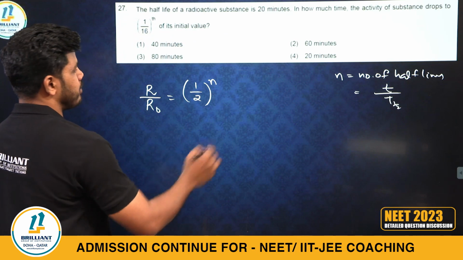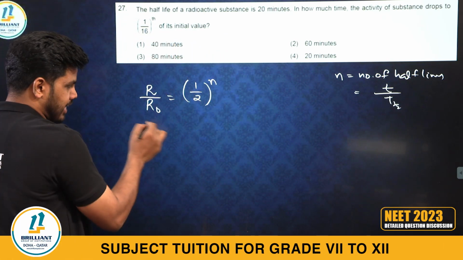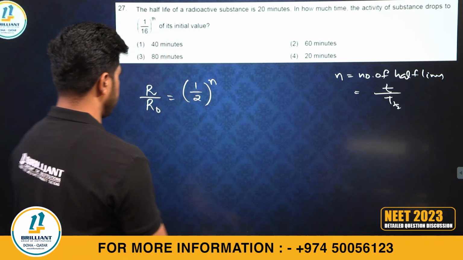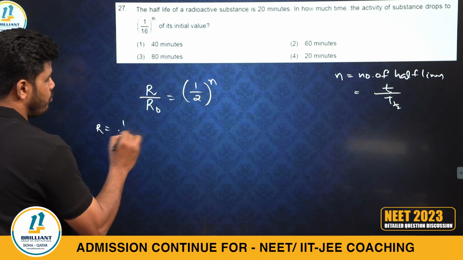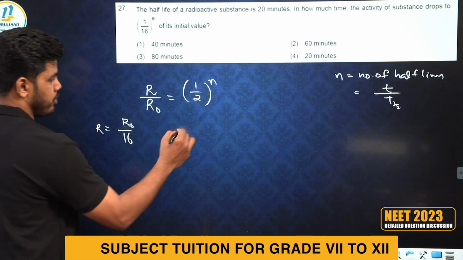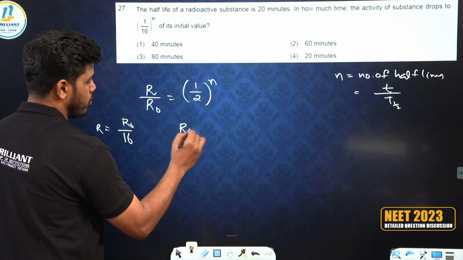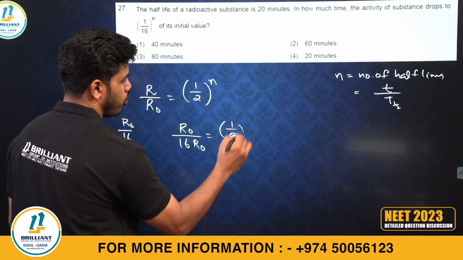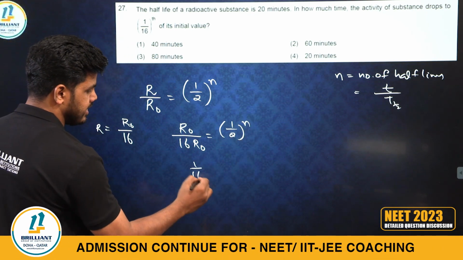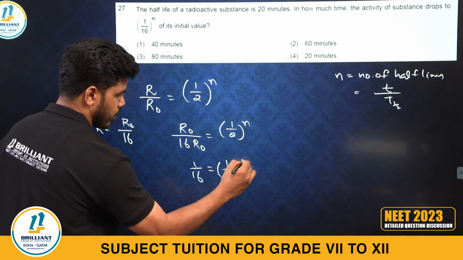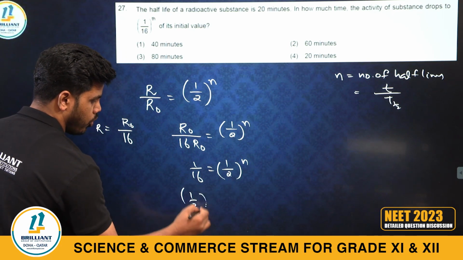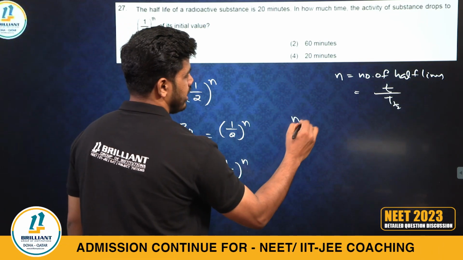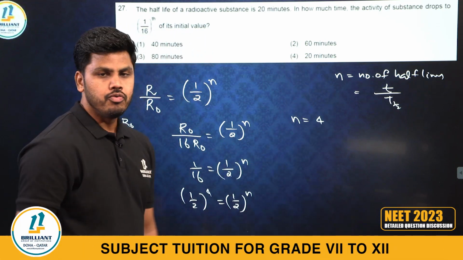Yes, so the initial activity is R0. Now, at present, we have 1/16th of the initial activity. So R is given as 1/16th of R0. If I substitute that, I will get 1 by 16 is equal to 1 by 2 whole raised to n. This can be written as 1 by 2 whole raised to 4 is equal to 1 by 2 raised to n, so we identified the number of half-lives required is 4.